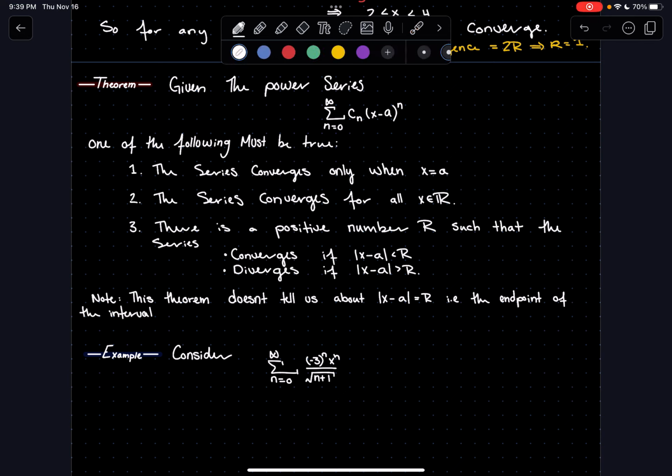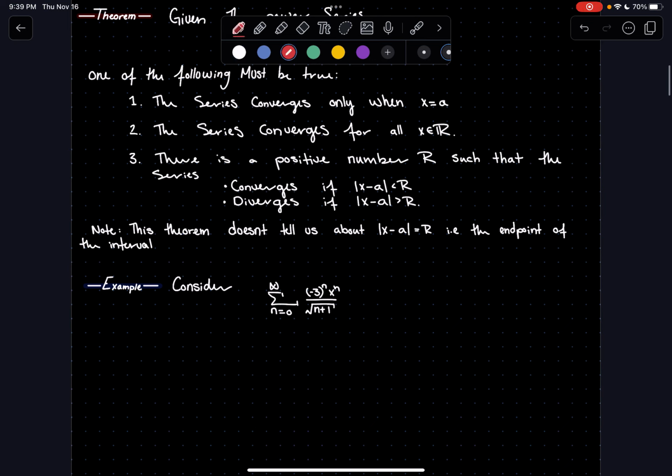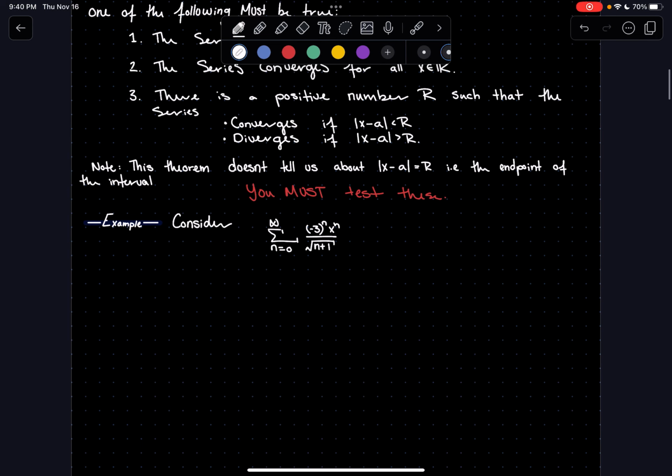But if you're asked to find the interval of convergence in a problem, you must test these. If you have questions on your exam about whether you need to test the endpoints, go ask Dr. Blanton, or you can come ask me. I don't think I'll be proctoring your exam, but you can come ask me and I can try to help you. So let's consider another example.